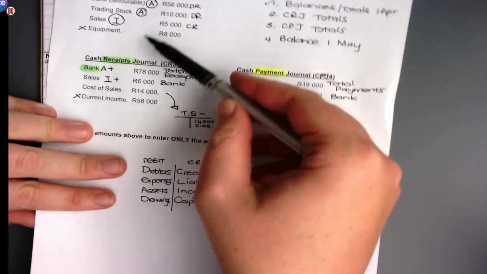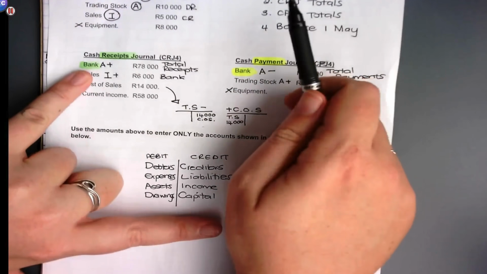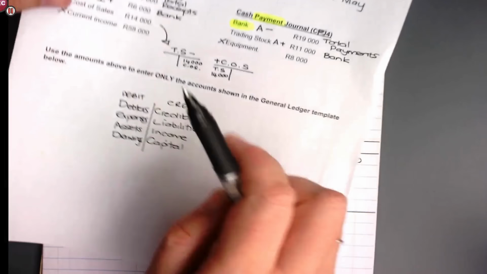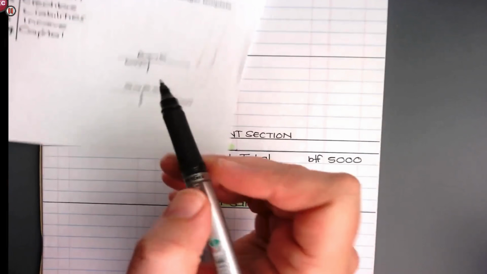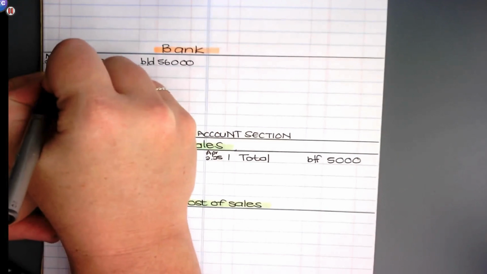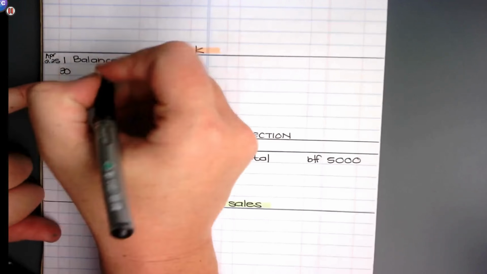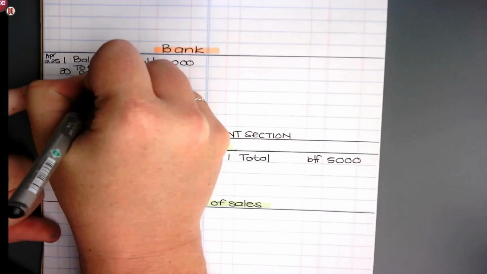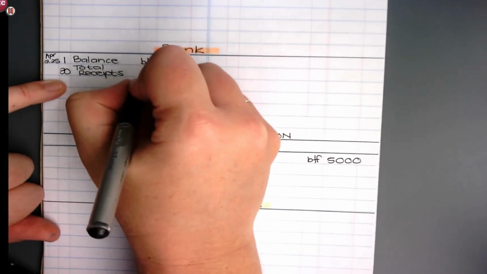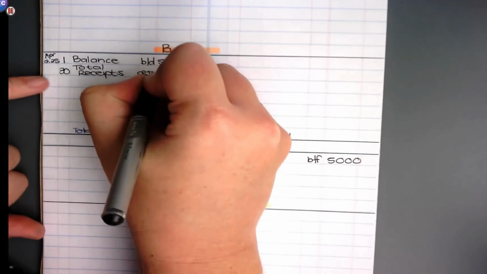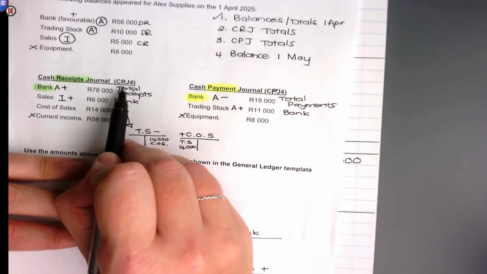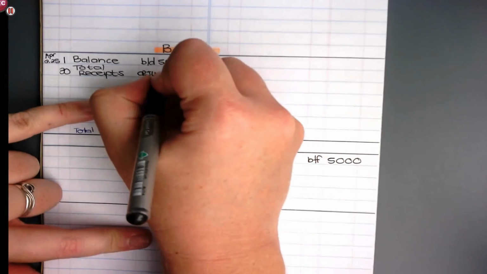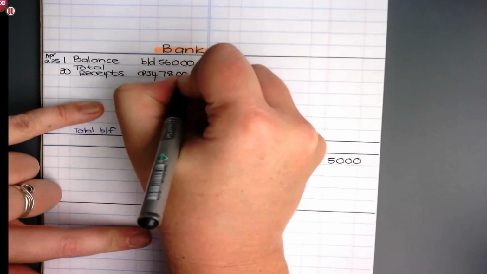Okay, so let's enter in our CRJs first. So bank is going to go under bank. On what side? We said the debit side, because you're receiving money. All right, and it's for the end of April, so 30th of April. And we call it total receipts, because it's the total amount of money that you received, and it's CRJ number 4. There's the number there. If there's no number, you just write CRJ. And the total was 78,000.